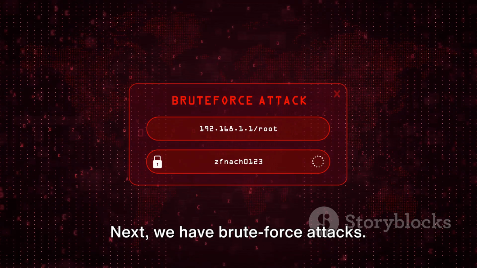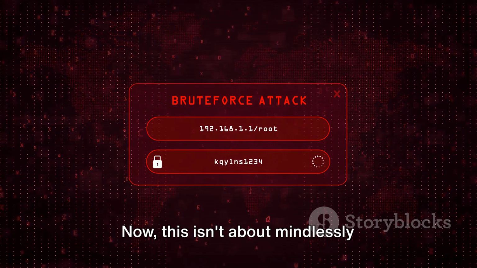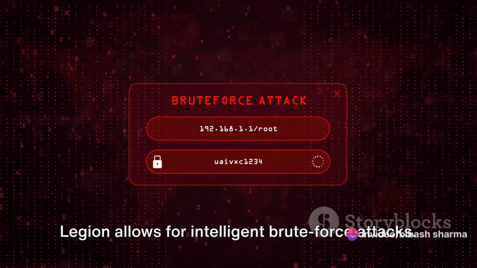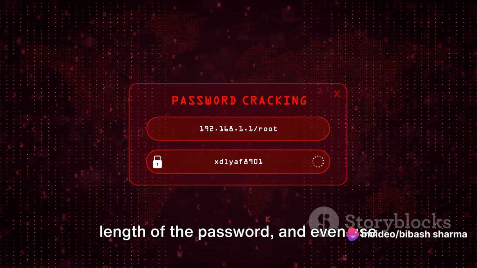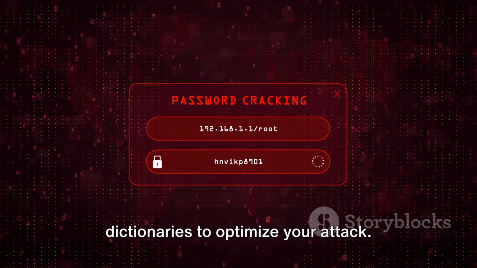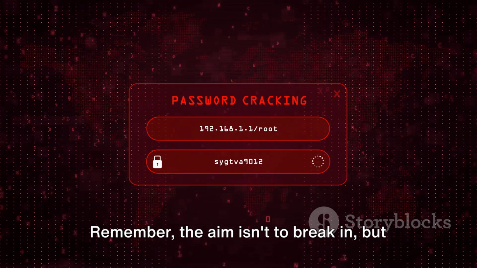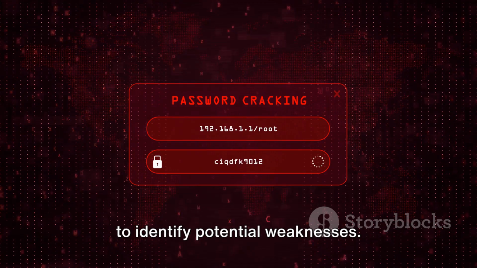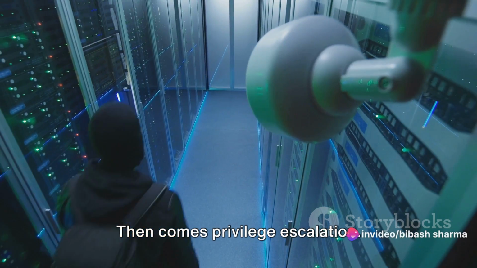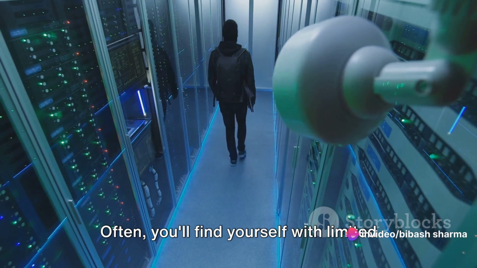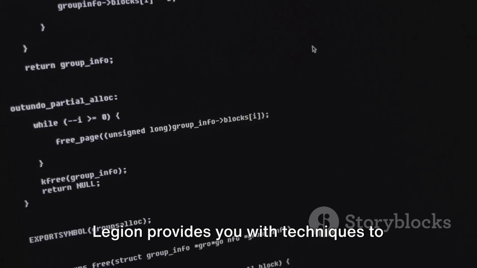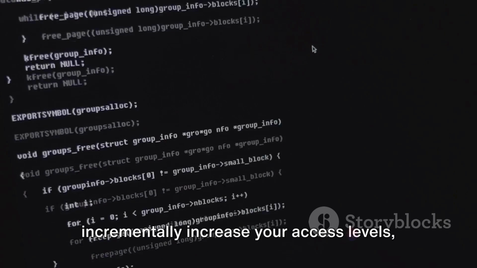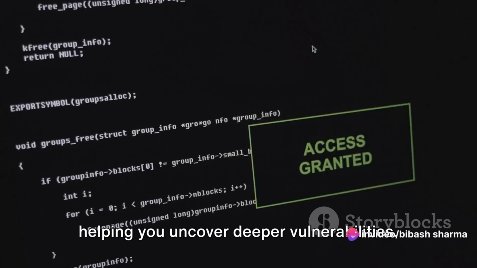Next, we have brute force attacks. Now, this isn't about mindlessly hammering away at a system. Legion allows for intelligent brute force attacks. You can customize the character set, the length of the password, and even use dictionaries to optimize your attack. Remember, the aim isn't to break in, but to identify potential weaknesses. Then comes privilege escalation. Often you'll find yourself with limited access to a system. This is where privilege escalation comes in. Legion provides you with techniques to incrementally increase your access levels, helping you uncover deeper vulnerabilities.